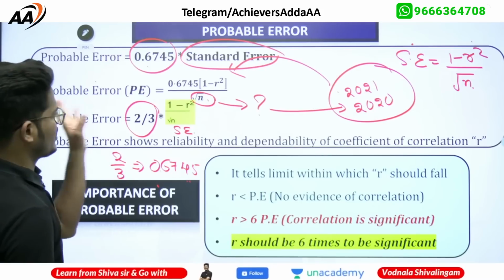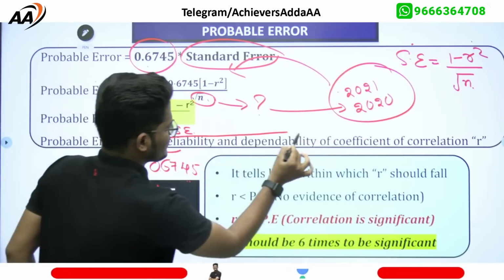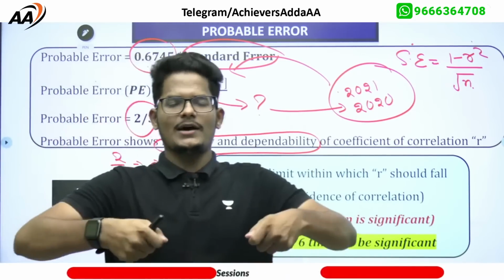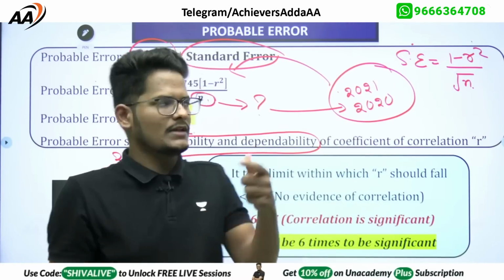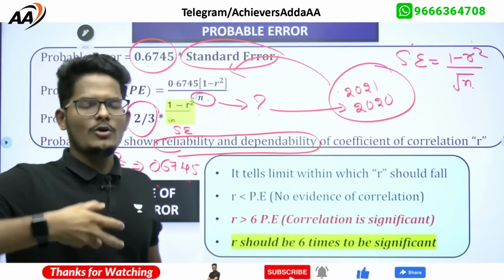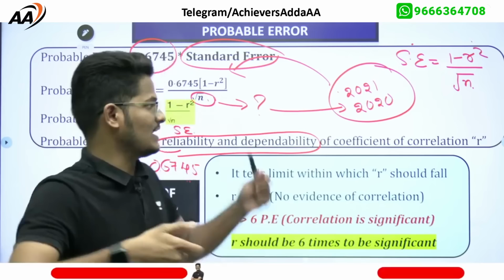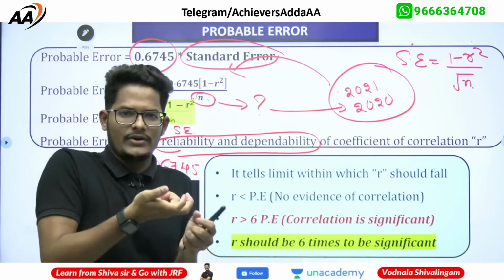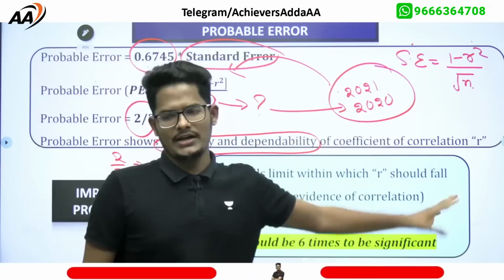That is probable error. This probable error will show the reliability and dependability of the coefficient of correlation, whether we are able to rely upon the result given by the correlation or not. By calculating this probable error, we get to know how much percentage the error can happen. Then, having the error in hand, we can say whether we can depend upon the result of correlation or not.